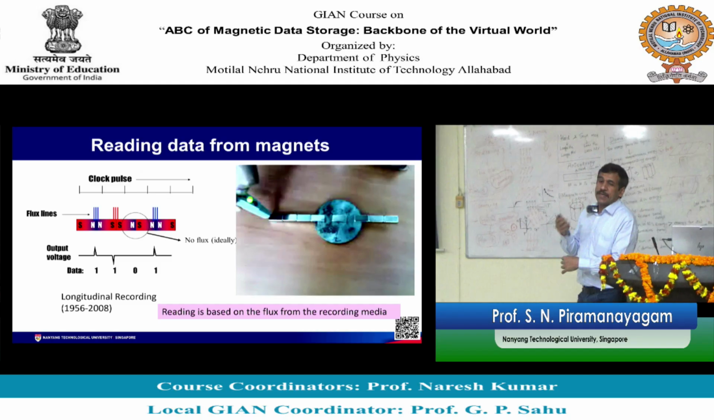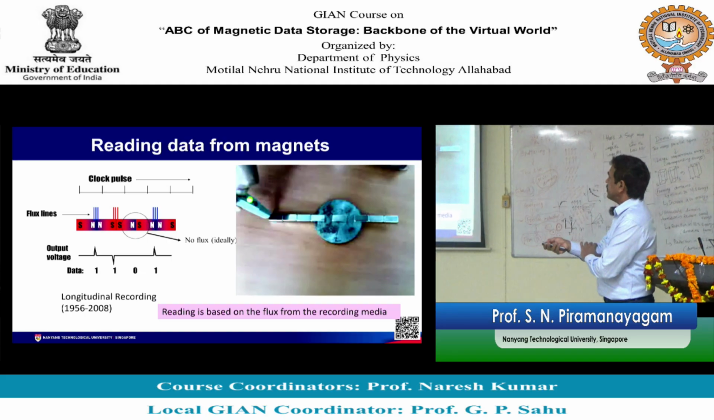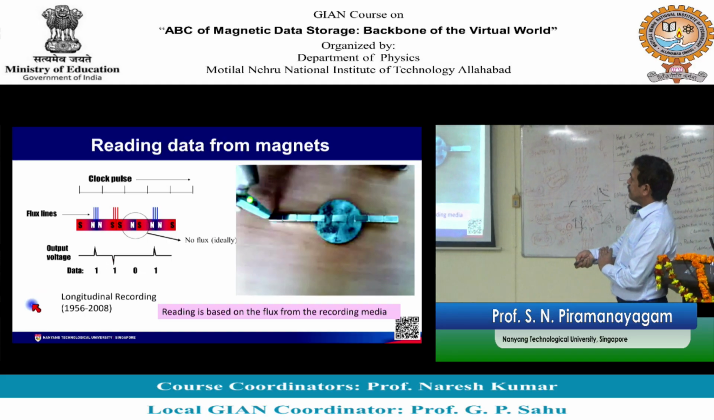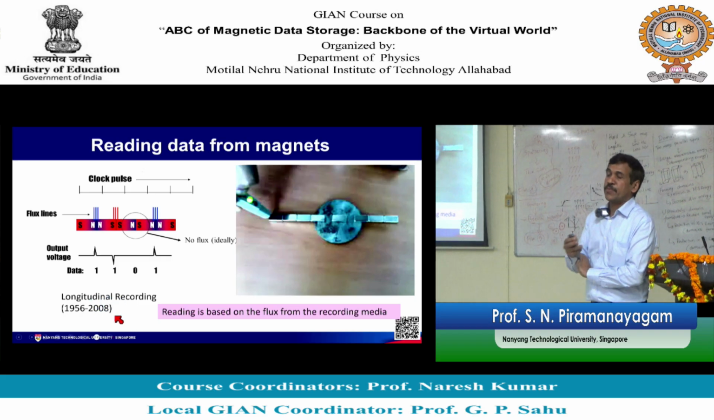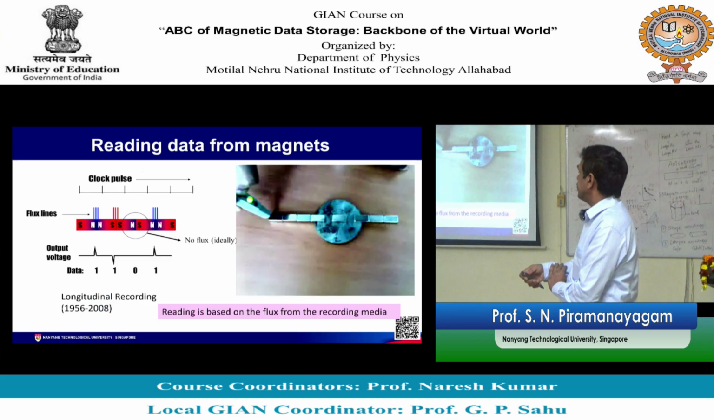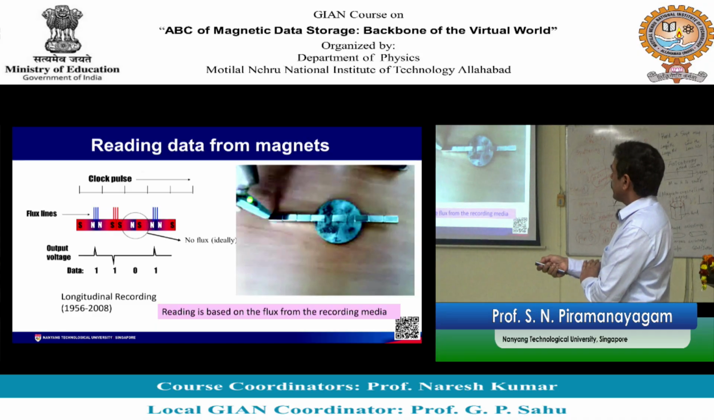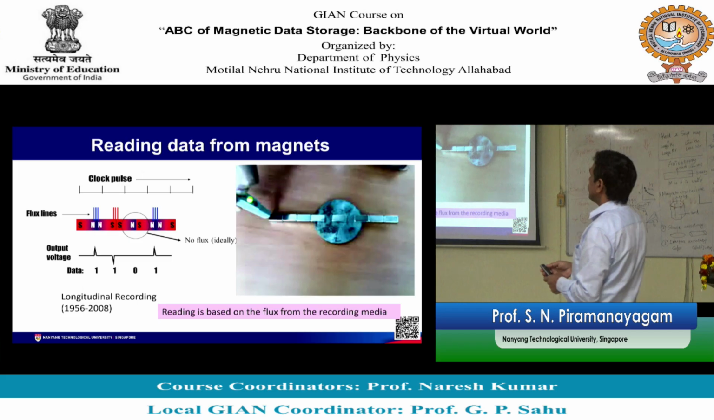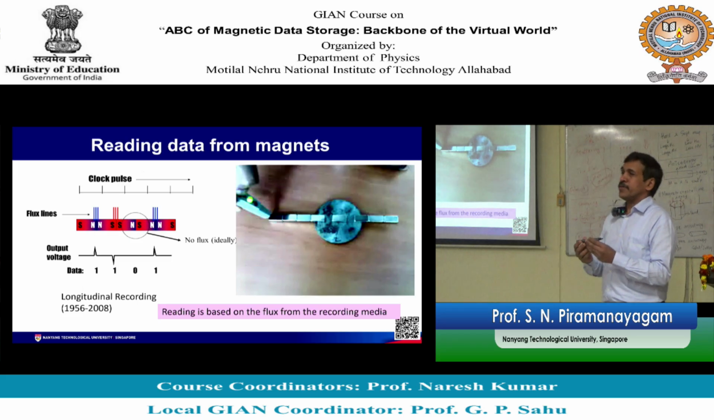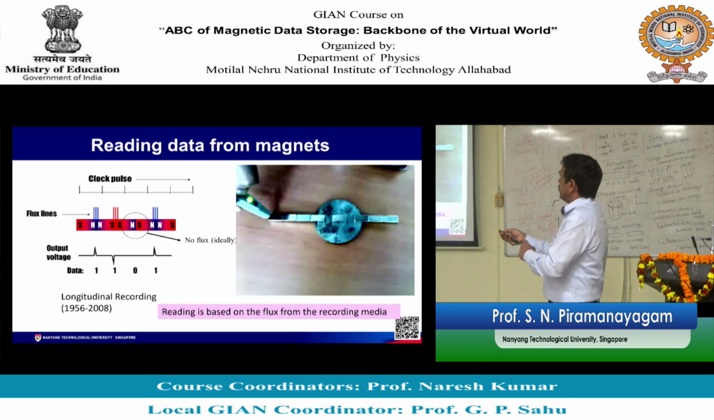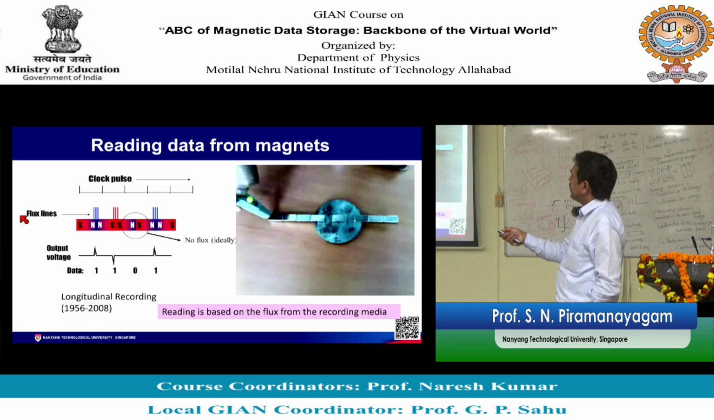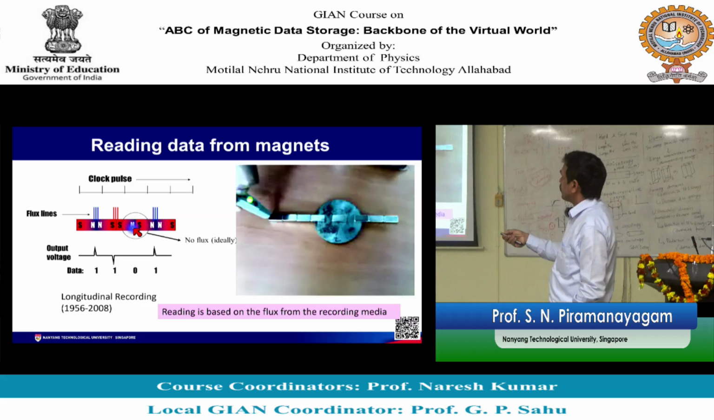So I told you the hard disk drive was invented in 1956. From 1956 all the way to 2008, for about 50 plus years, hard disk drives used a technology called longitudinal magnetic recording. Longitudinal means the magnetization is lying in plane. So it's like an arrangement of magnets parallel to the substrate.